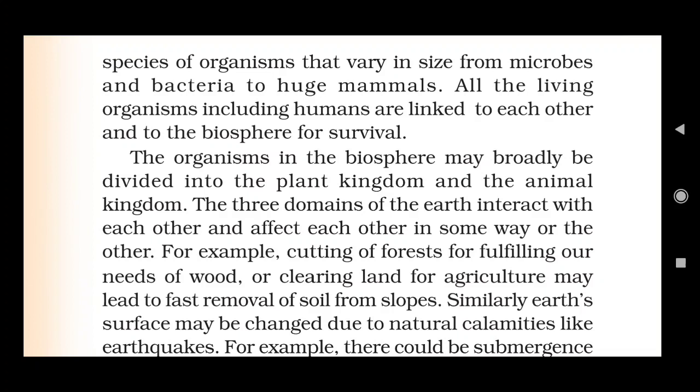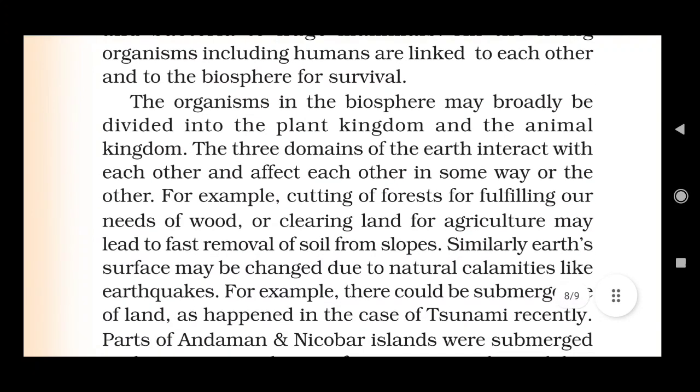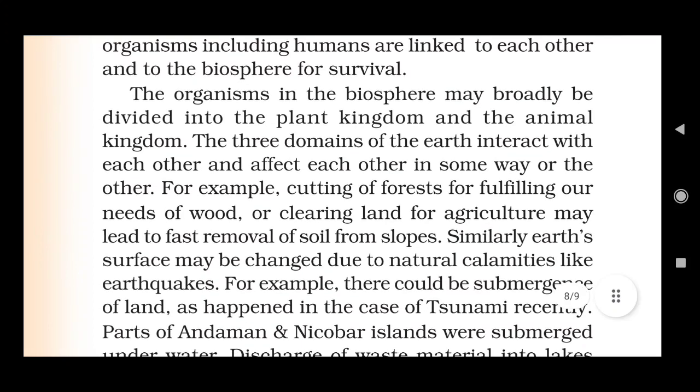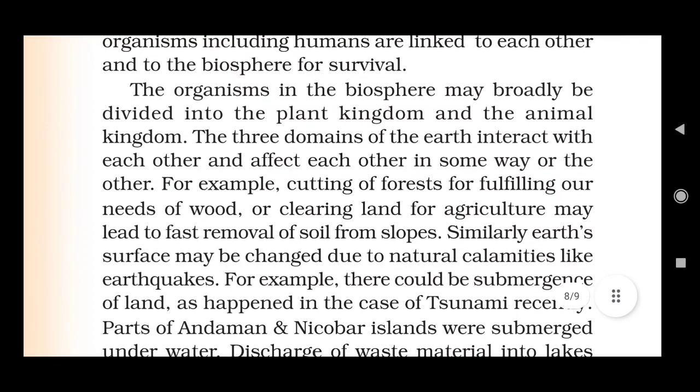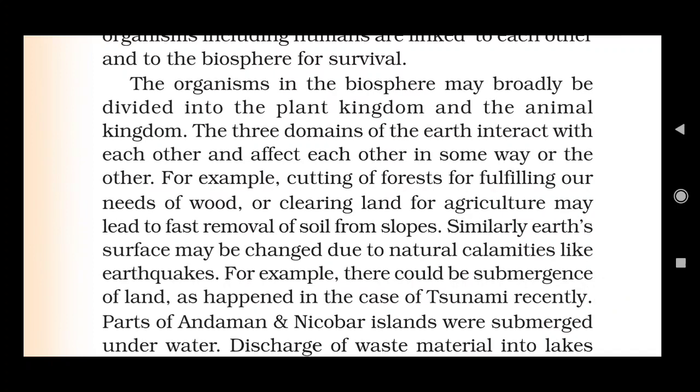The three domains of the earth interact with each other and affect each other in some way or the other. For example, cutting of forests for fulfilling our needs of food or clearing land for agriculture may lead to fast removal of soil from slopes. Similarly, Earth's surface may be changed due to natural calamities like earthquakes. For example, there could be submergence of land, as happened in the case of the recent tsunami. Parts of the Andaman and Nicobar Islands were submerged underwater.